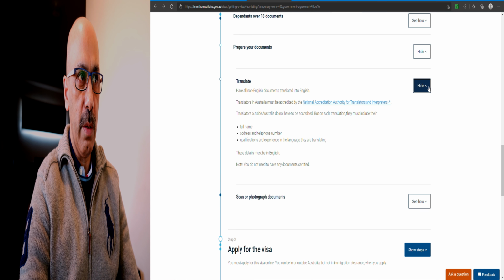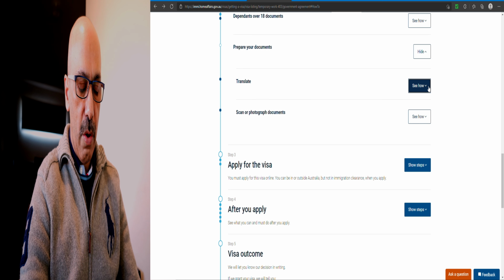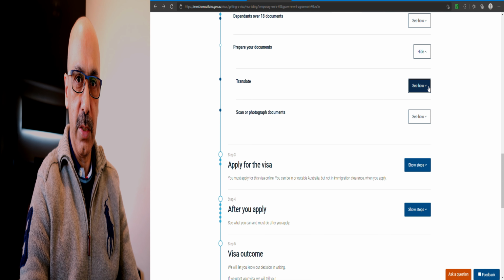So you must make sure that any documents you provide, whether it's birth certificate, marriage certificate, or any document, it has to be translated in English, and the person who translates those documents needs to provide their details as well, as I've just read it out to you.